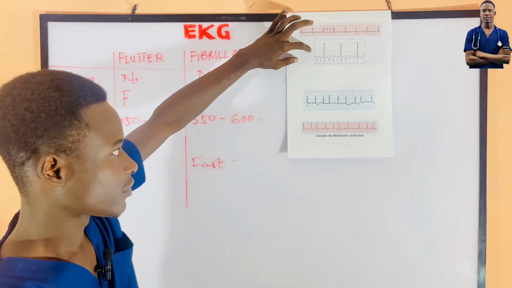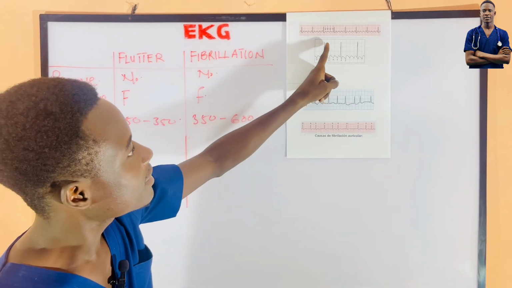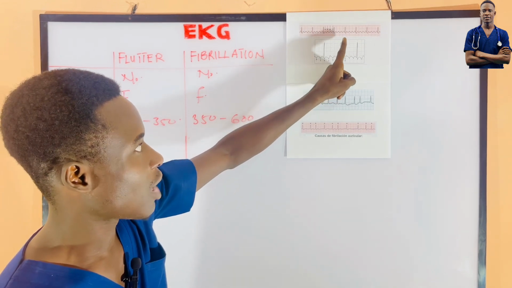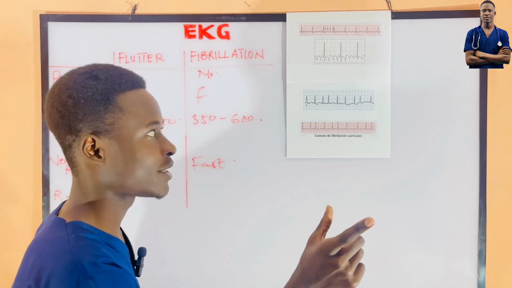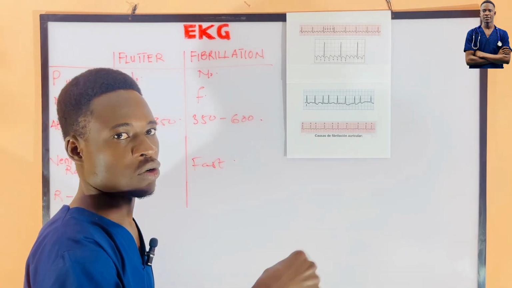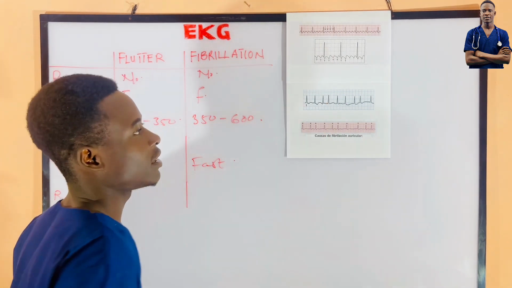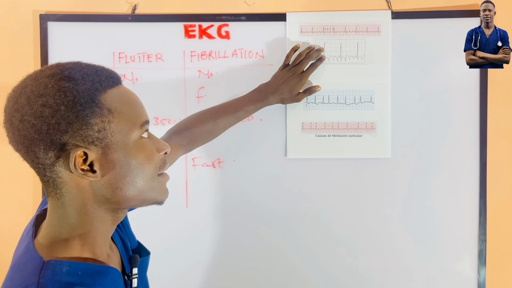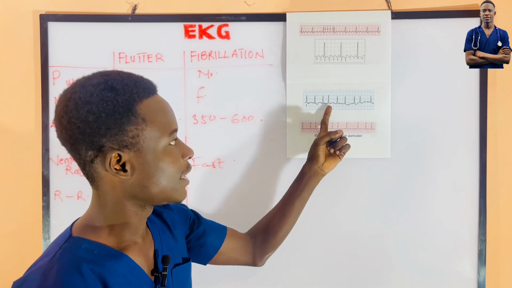Now let's check it over here. This is the flutter, and this is the fibrillation. For the flutter, we can see the distance from one R wave to another R wave is wide. And when it becomes wide, that means it takes time for the ventricles to contract and contract again. For this one, if you check the ventricular frequency, you are going to get about 60 to 70.